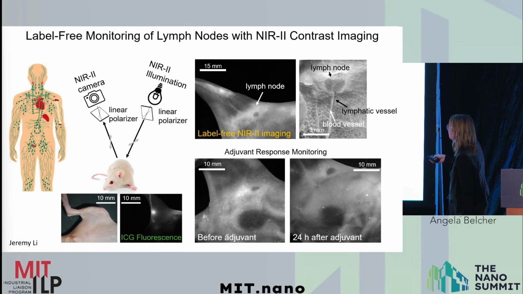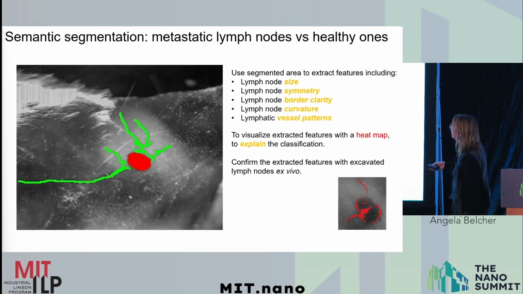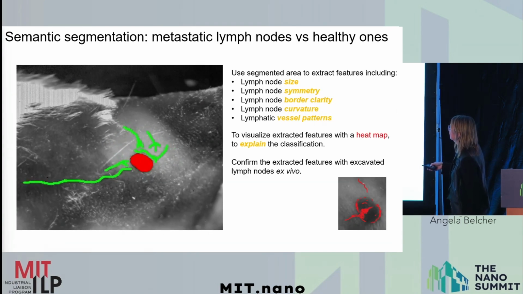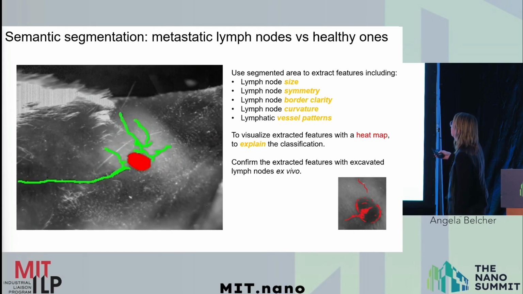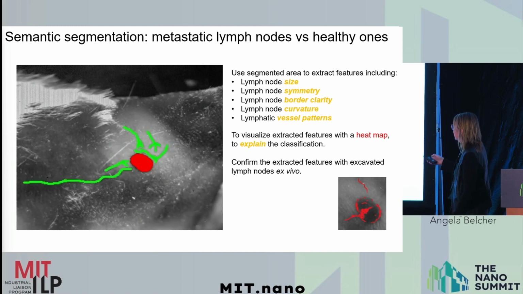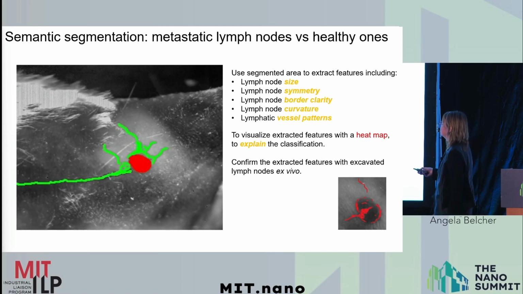Here we're looking at adjuvant response during monitoring in real time in mice, and this is before the adjuvant and 24 after. So it's a very non-invasive way of imaging animals or people samples. And then you can really get a lot of new information about lymph nodes inside the body and look at size, symmetry, border clarity, vessel patterns, and from there start to try to understand and predict disease.